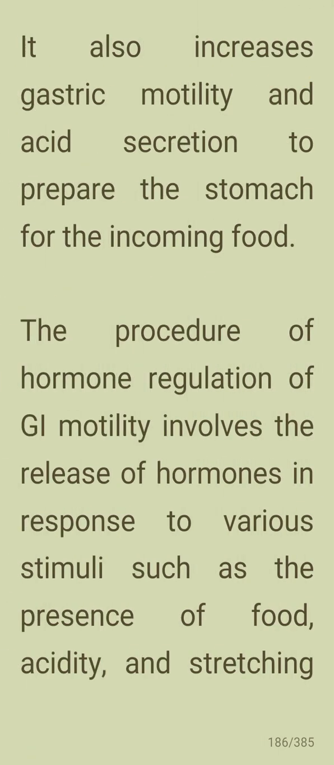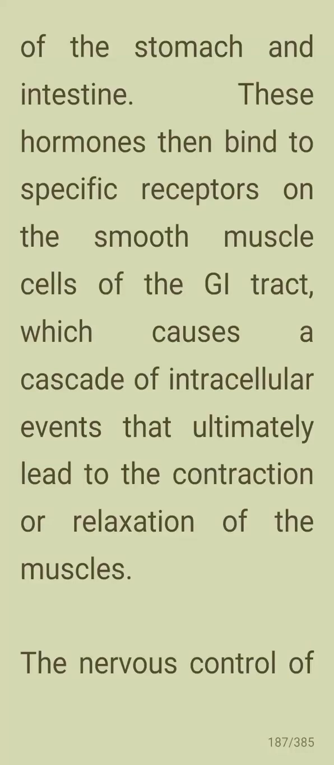The procedure of hormone regulation of GI motility involves the release of hormones in response to various stimuli such as the presence of food, acidity, and stretching of the stomach and intestine. These hormones then bind to specific receptors on the smooth muscle cells of the GI tract, which causes a cascade of intracellular events that ultimately lead to the contraction or relaxation of the muscles.